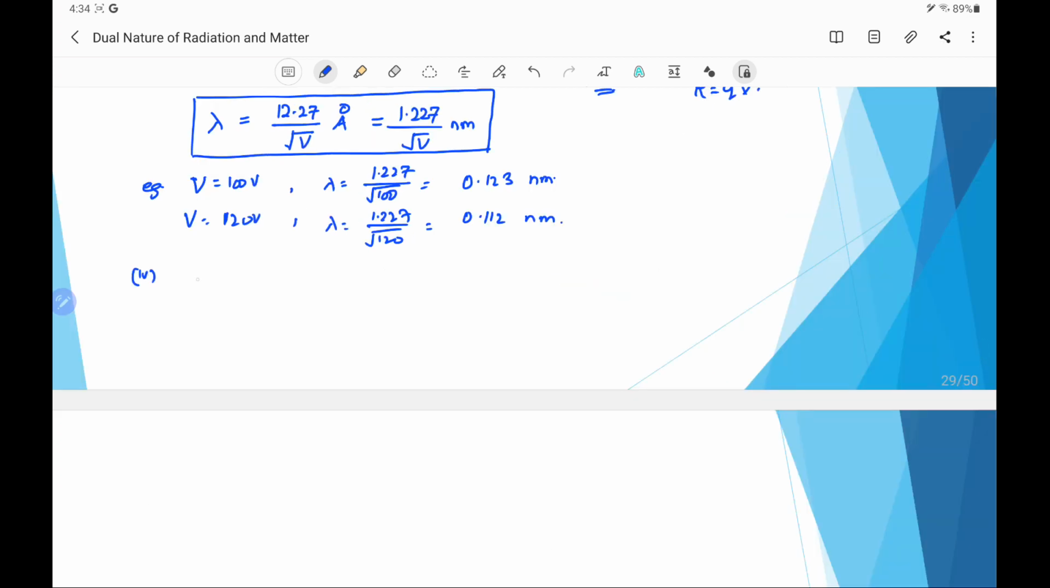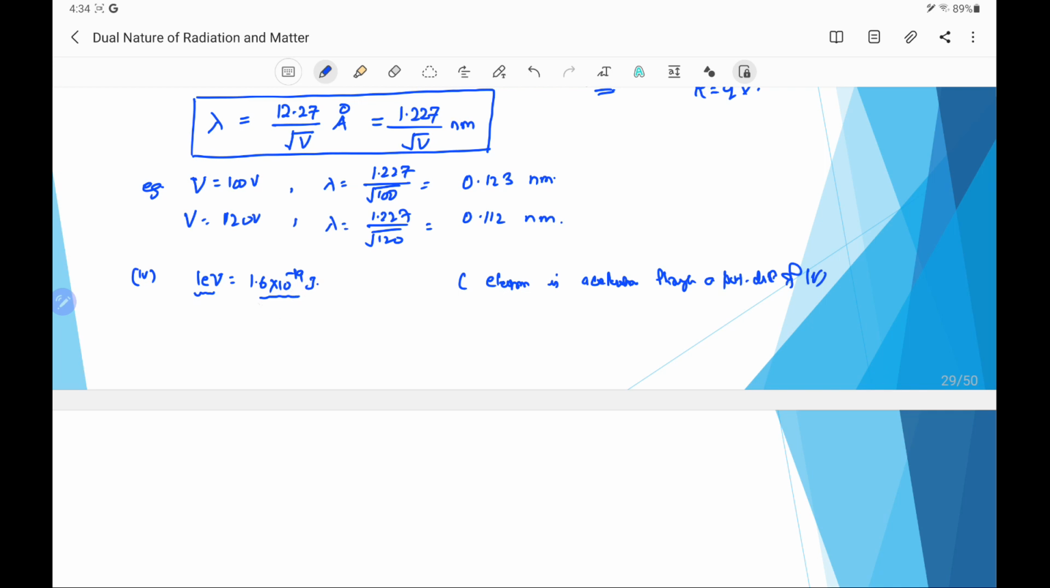Fourth, 1 electron volt is the energy which is equal to 1.6 into 10 to the power minus 19 joule. This is the energy which an electron acquires when accelerated through a potential difference of 1 volt. So if an electron is accelerated through a potential difference of 1 volt, then the energy acquired is 1.6 into 10 to the power minus 19 joule.